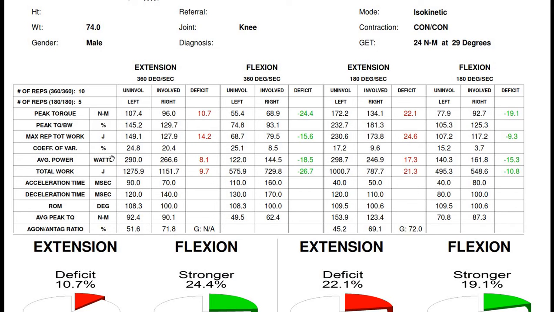Average power, as we've discussed, so no big deficit there. We wouldn't worry about that. Total work, likewise. Acceleration and deceleration time. Unfortunately, there are no standardized values to compare this to, but acceleration and deceleration time refers to the time it took, in milliseconds obviously, to reach the angular velocity, so 360 degrees per second, and then to decelerate, to go from that peak angular velocity to a dead stop.